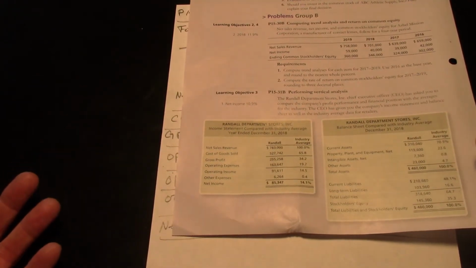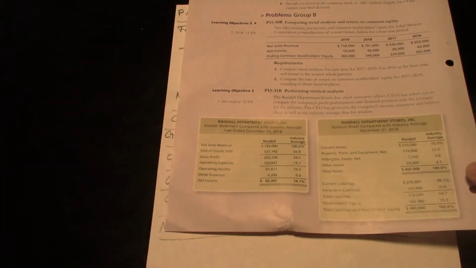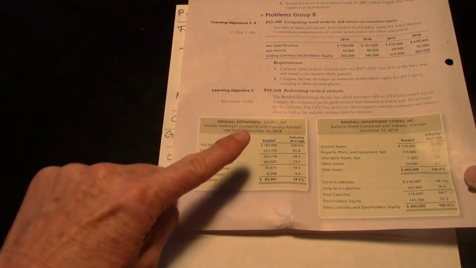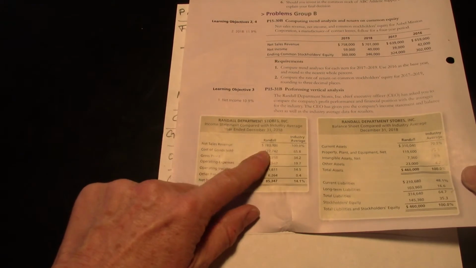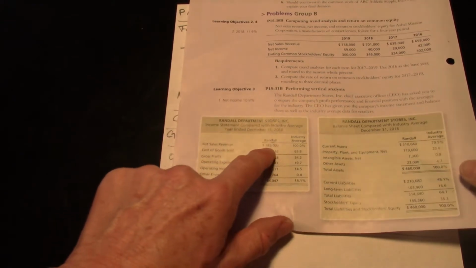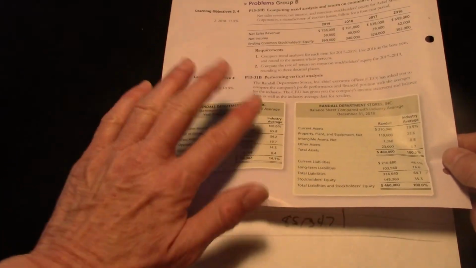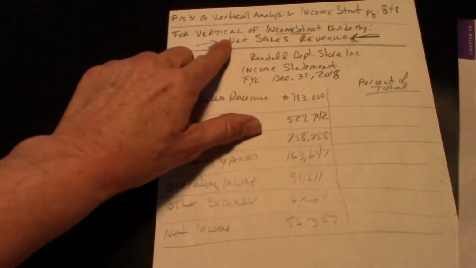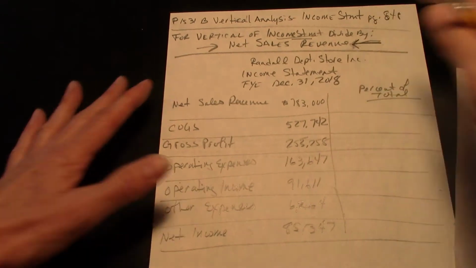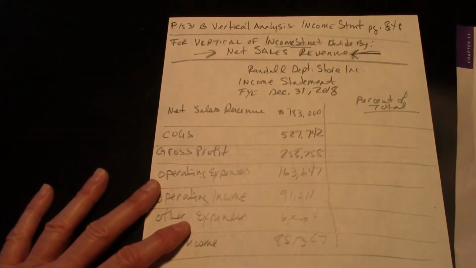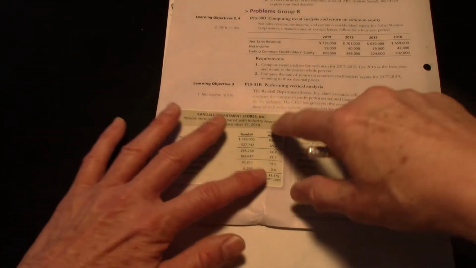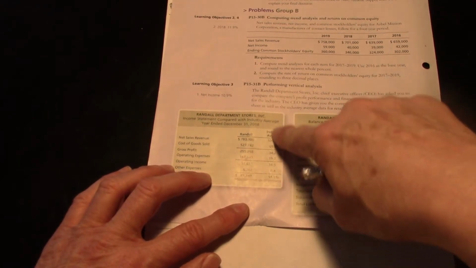So the main thing you have to remember is you're dividing everything by one number. For an income statement, you're dividing it by net sales revenue. When we get to the balance sheet, it's total assets. But if you're doing vertical analysis of an income statement, divide everything by net sales revenue. Now, in this example, you'll see we have an industry average.